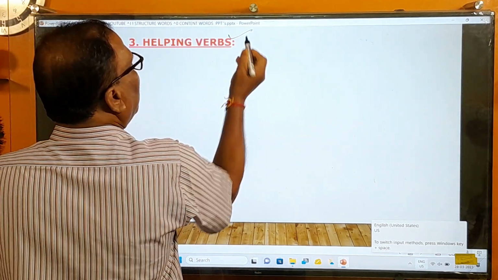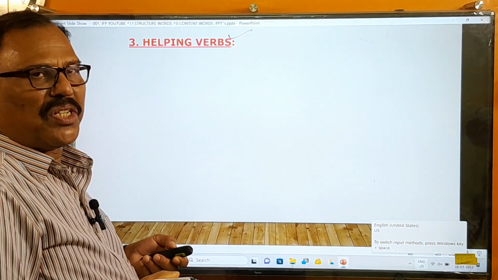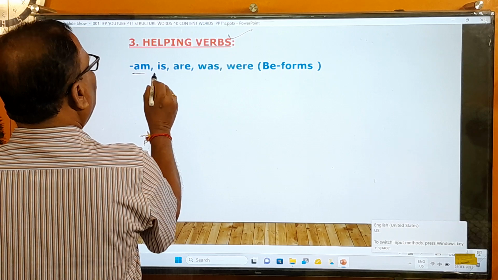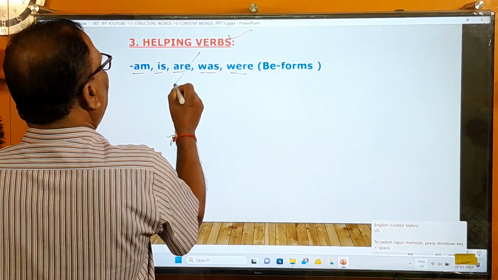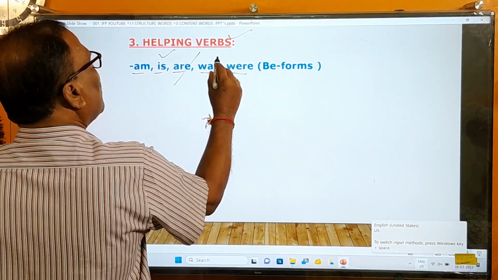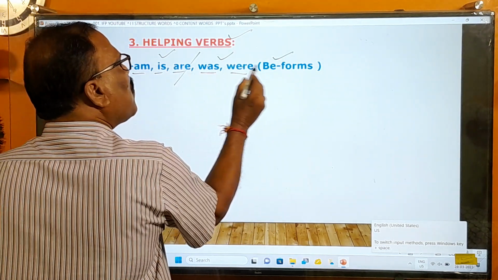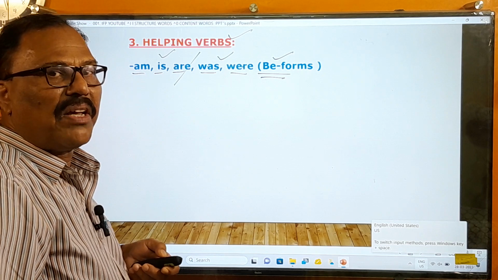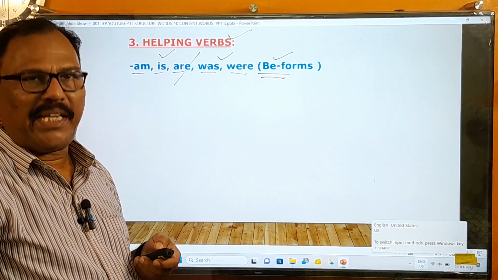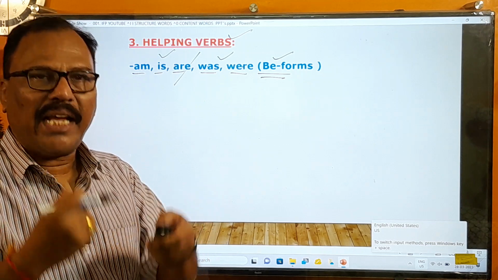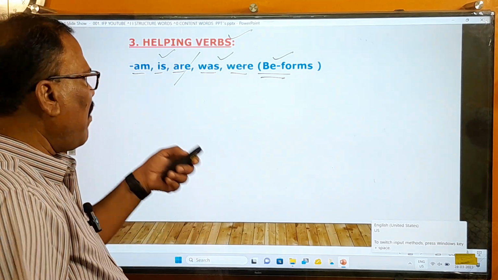Helping verbs. This is very important. All helping verbs are structure words. What are the helping verbs? You see that? Yes, am, is, are, was, were. These are present be forms. These are past be forms. These am, is, are, was, were are called be forms because they were all derived from be, and therefore they are called be forms, right?